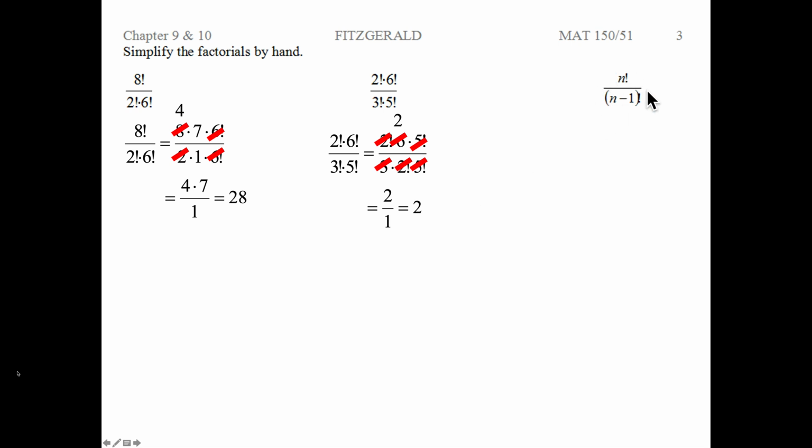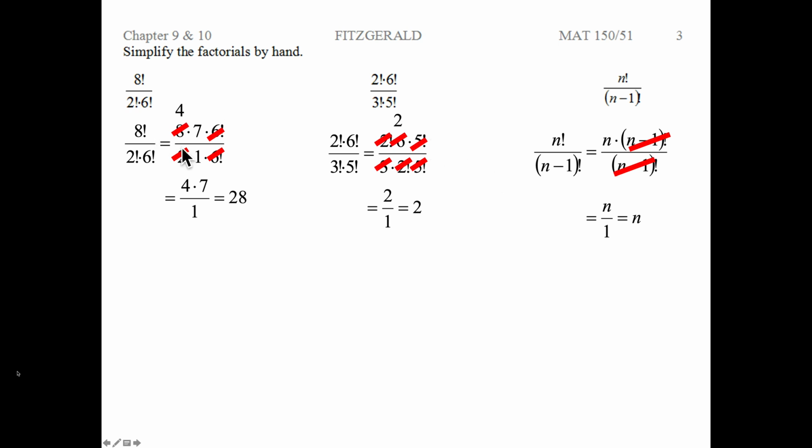And even if they don't give you numbers, we can still clean this up. This would start out as n factorial on the top, count down, n times n minus 1 factorial, with the n minus 1 factorial on the bottom. We can cancel those. The answer is n.